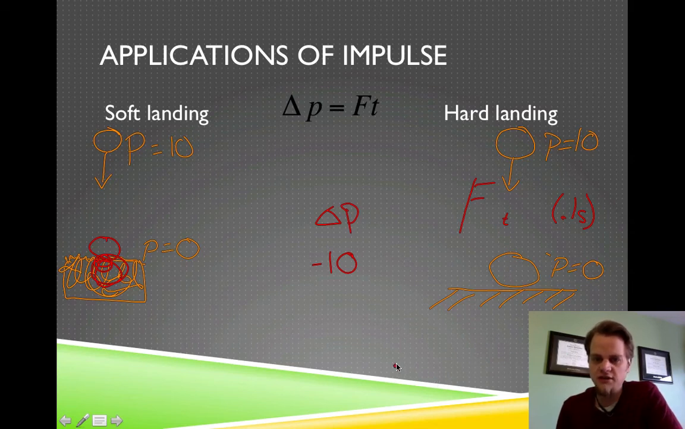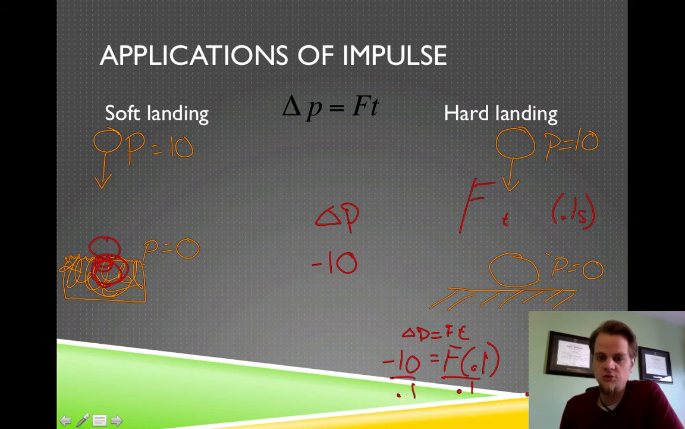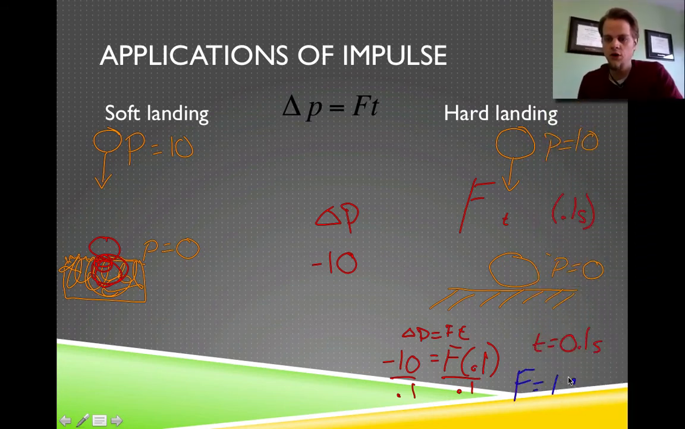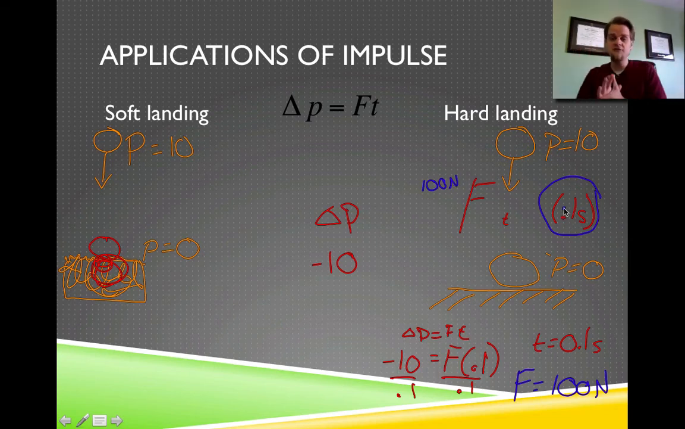In fact, if we calculate this out, if the change in momentum is force times time, that means it equals the force times 0.1, and you divide both sides by 0.1. Guess what? Your force over here was 100 newtons. It's a 100 Newton force over 0.1 seconds. Big force, small time. Whereas on the soft landing, it's a lot nicer.